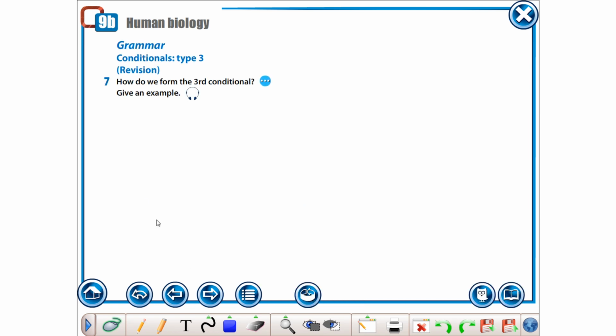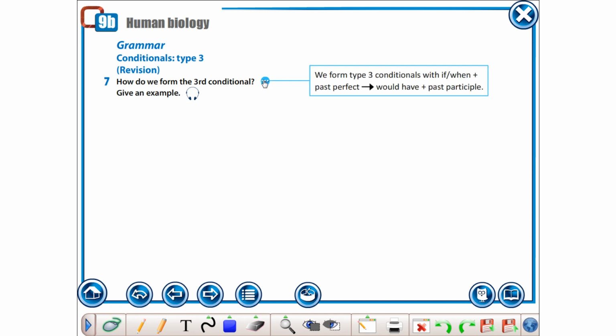Next exercise 7. Grammar. Conditional step 3. Итак, повторение грамматики, условные предложения третьего типа. Итак, how do we form the third conditional? Как мы образуем третье предложение, условное предложение третьего типа? We form type 3 conditionals with if, when, and past perfect, and would, have, and past participle.